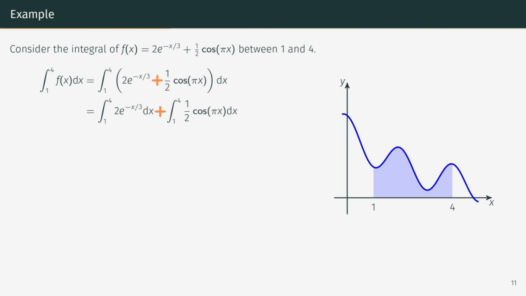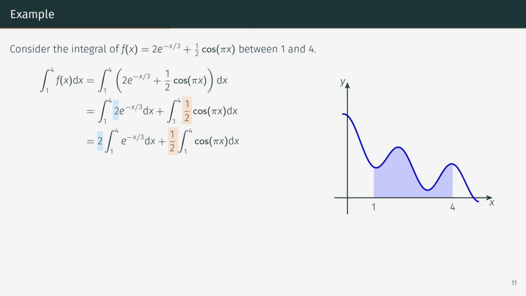We can then notice that there are two distinct terms, the 2e to the negative x over 3 and the 1/2 cosine of pi x. So we can use the property of linearity to break this integral into these two parts. It then becomes the integral of 2e to the negative x over 3 dx from 1 to 4 plus the integral of 1/2 cosine of pi x dx from 1 to 4.